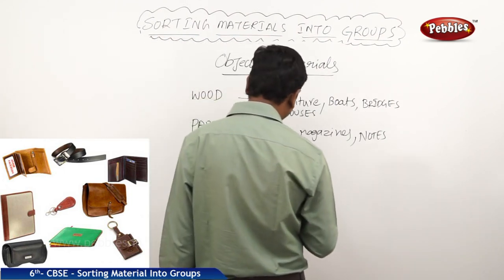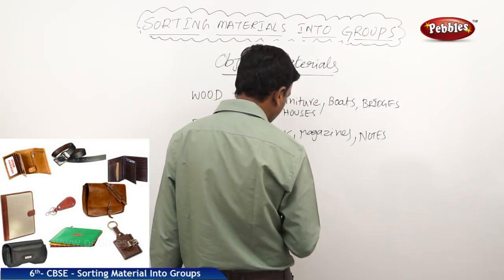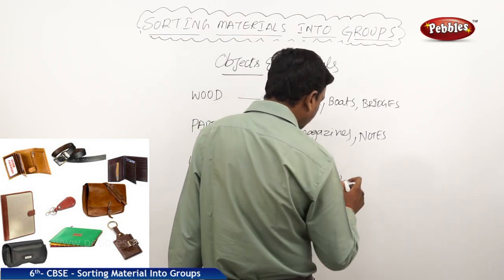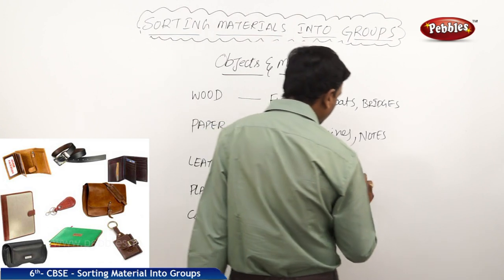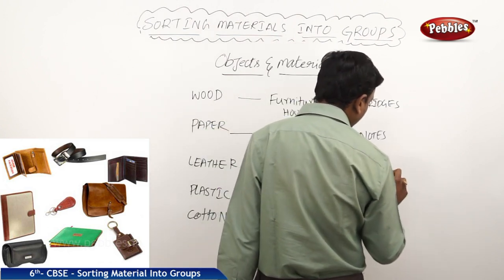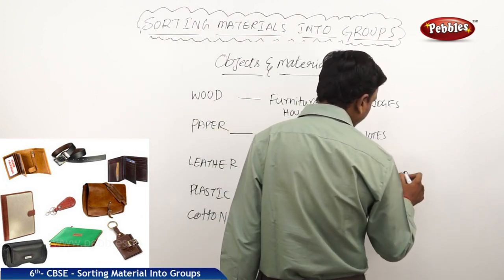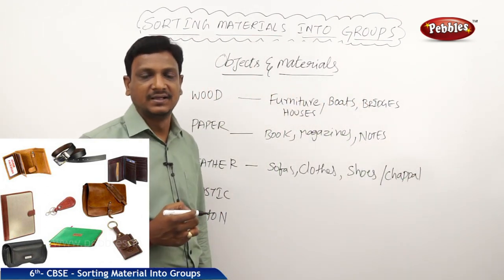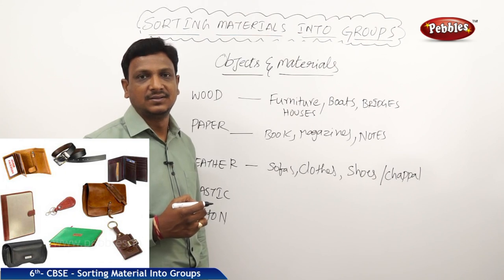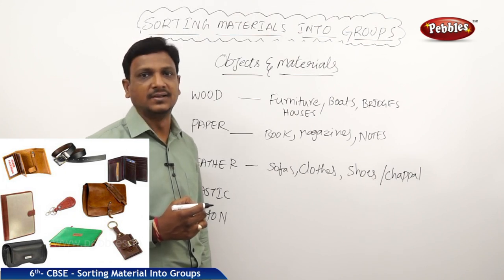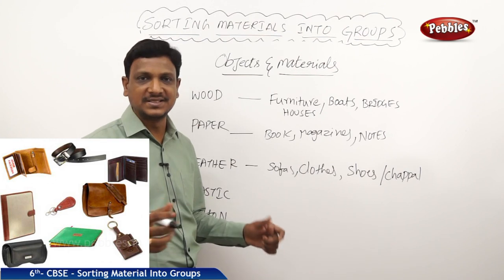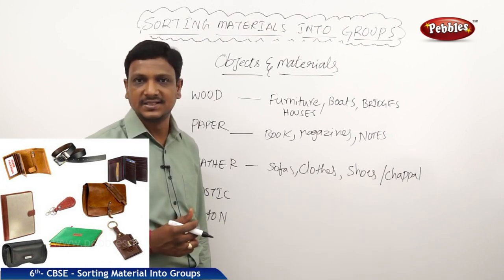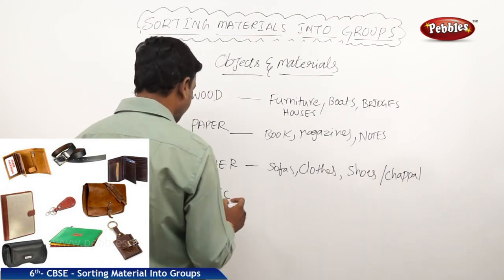Leather is used to make sofas, leather clothes, leather jackets and all, leather jerkins, shoes and chappal. Moreover, belts, handbags, wallets, so all these are made up of leather. The leather is used in making the sofas, the seat covers for the vehicles, for the cars and bikes. So there also the leather is used.